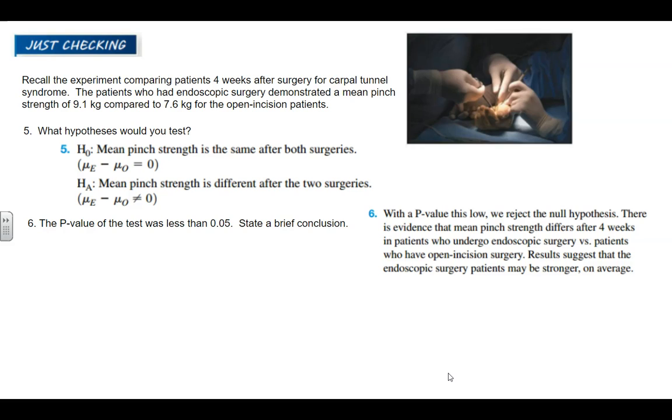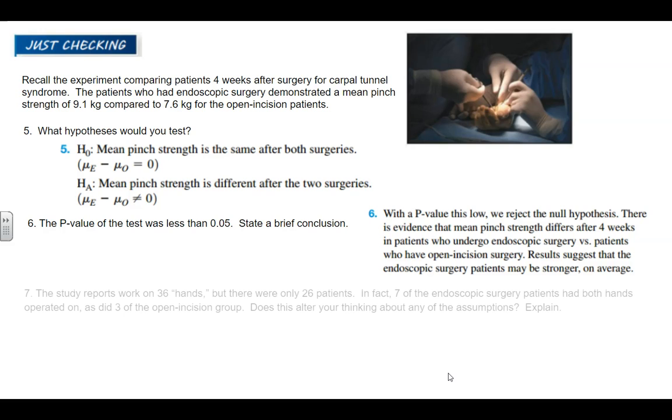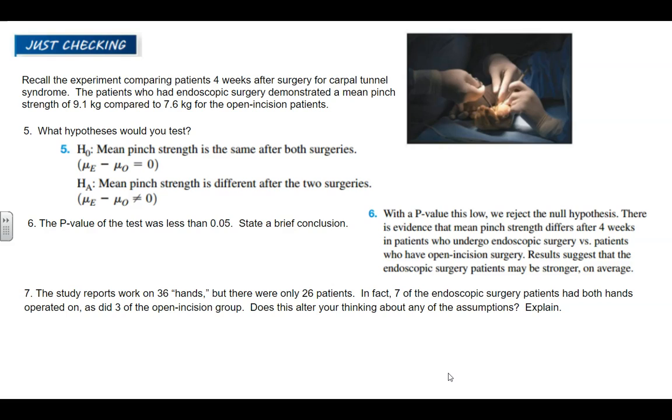And then from there, it would be a good idea to follow up with a confidence interval. Like, how much higher? Is it that much of a difference that we should consider another surgery? We need to talk about all the effects and the side effects, I should say.